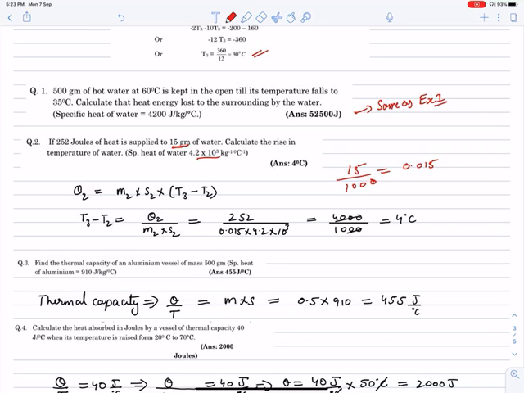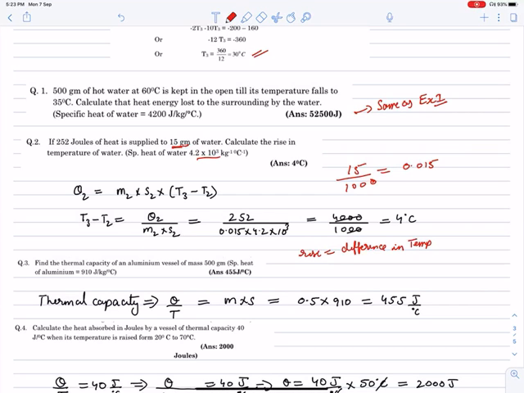So actually it is the rising temperature, it's not a single temperature, so there must be the difference between the temperatures. Rise means difference in temperature.